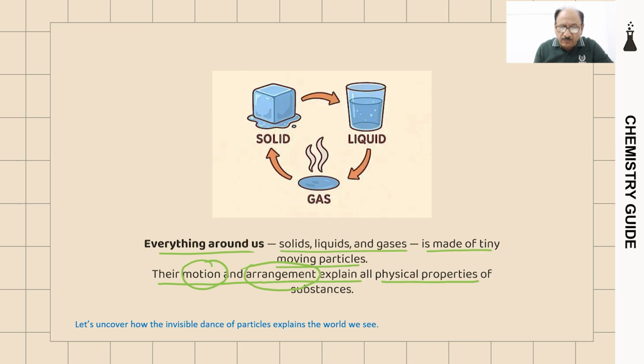Physical properties are the properties which you can see, like color, hardness, softness, and those types of physical properties of substances are based on their motion and arrangement. So let us uncover how the invisible dance of particles explains the world we see.